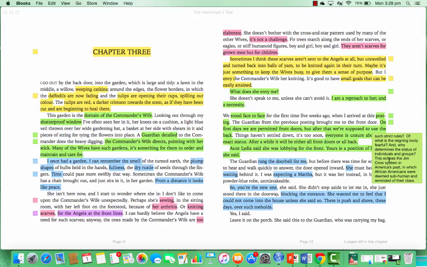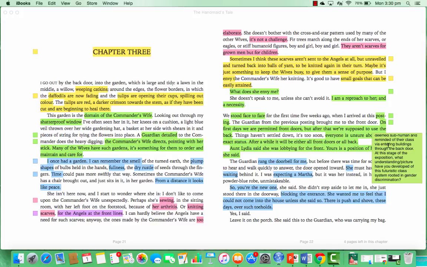Of what is the reigning body fearful, and who determines the status of individuals and groups? This echoes the Jim Crow system in America's past, in which African Americans were deemed subhuman and reminded of their class via entering buildings through the back door. We see these references in Australian texts too, such as No Sugar, post-colonial revisionist texts that challenge us to think about inequality in our past.